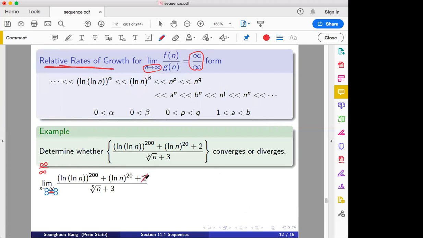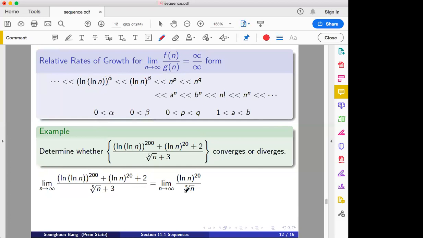You have to ignore the constant. You can compare. ln of n to the 200 is here. So ln of n to the 20 is here. So ln of n to the 20 is growing faster than ln of n to the 200. Ignore the slow one. You can compare only two things, this one and this one. We have only one thing here.